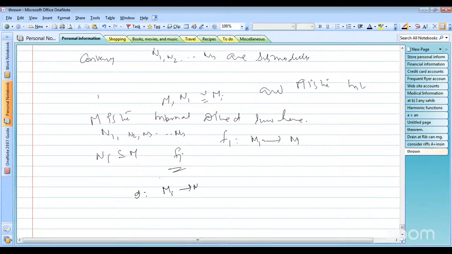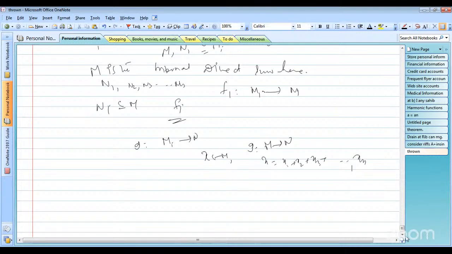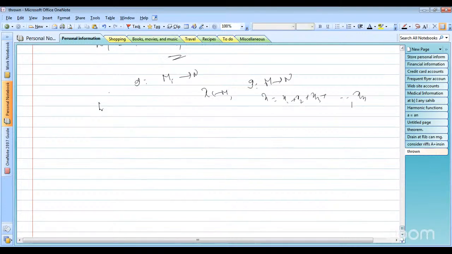Mi to N we are taking here. R is homomorphism. Defining G from M to N as follows: x belongs to M, x can be uniquely written as x equal to x1 plus x2 plus x3 and so on plus xn, where xi belongs to Ni. So G of x is defined here as the summation of i equal to 1 to n of Gi Fi inverse of xi. So it can be easily verified here.